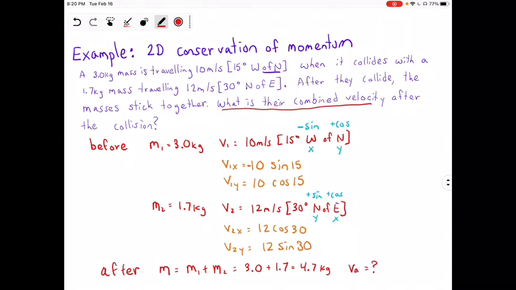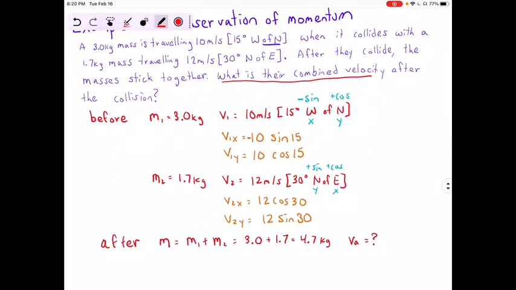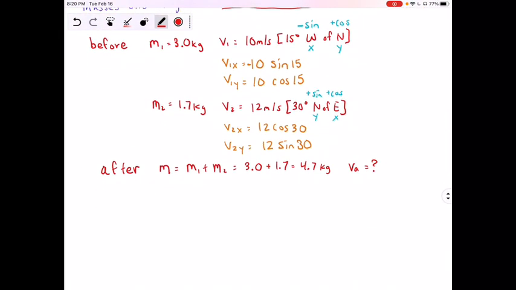Now this is a conservation of momentum problem. So we can write down the conservation of momentum law, which is the sum of the momentum before equals the sum of the momentum after. Because it's a hit and stick collision, we know we have P1 plus P2 equals just one momentum after, which I'll call P after.